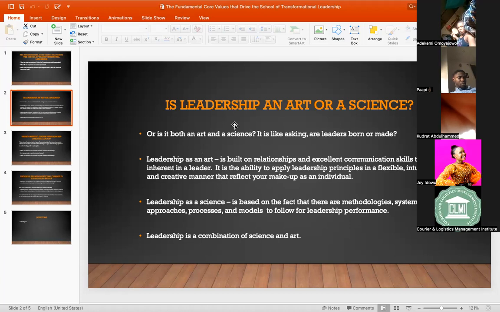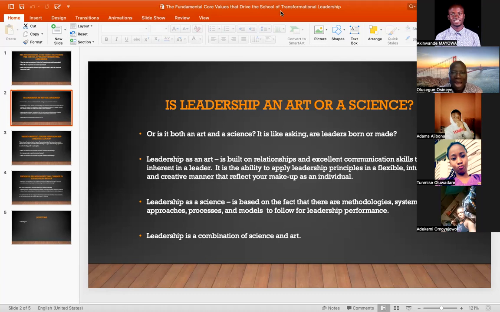If you don't understand those processes, you are going to struggle as a leader. And if you don't master those processes, you are going to struggle. You are not going to be effective as a leader. So leadership as a science is something that can be observed, acquired, and then replicated. You can observe it, acquire the skill, and replicate the same results. That is what leadership as a science is. It means that what you have learned, you can also produce the same level of results. That is what leadership as a science is.